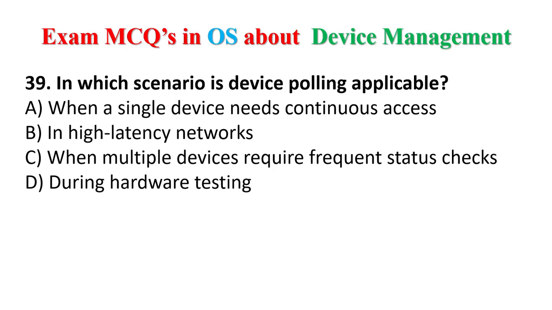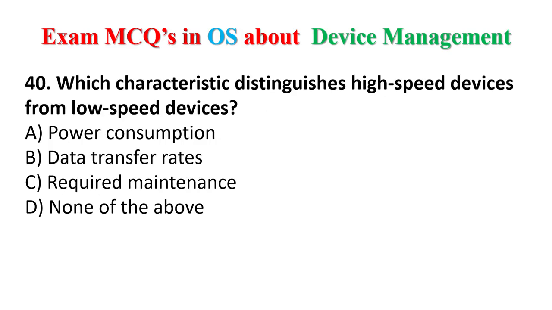Question number 39. In which scenario is device pooling applicable? Device pooling is applicable when multiple devices require frequent status checks. The last question: which characteristic distinguishes a high-speed device from a low-speed device? The characteristic used to differentiate a high-speed device from a low-speed device is the data transfer rate. The data transfer rate characterizes the speed of the devices.